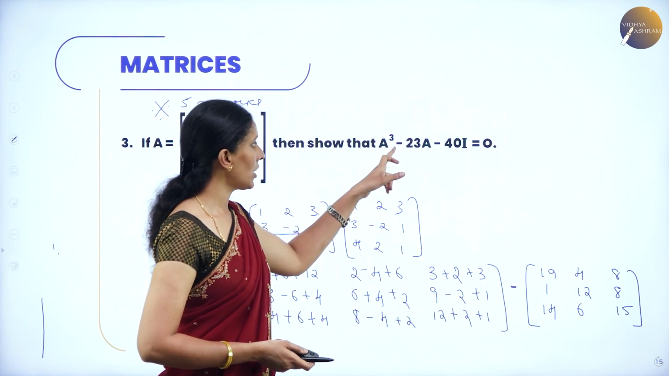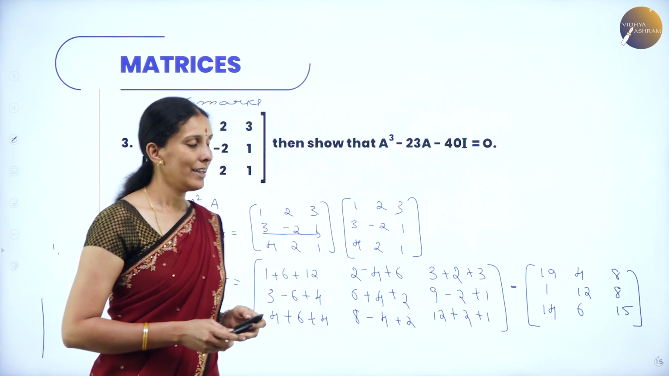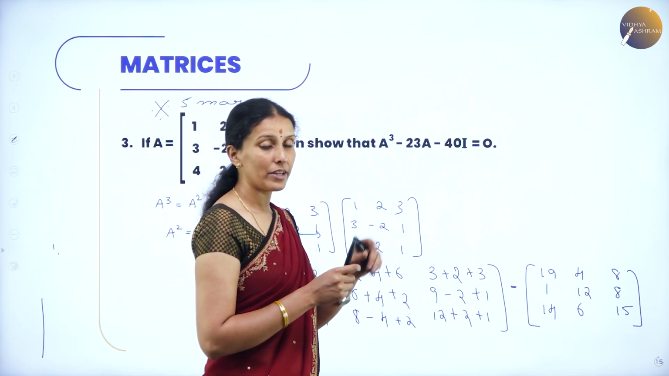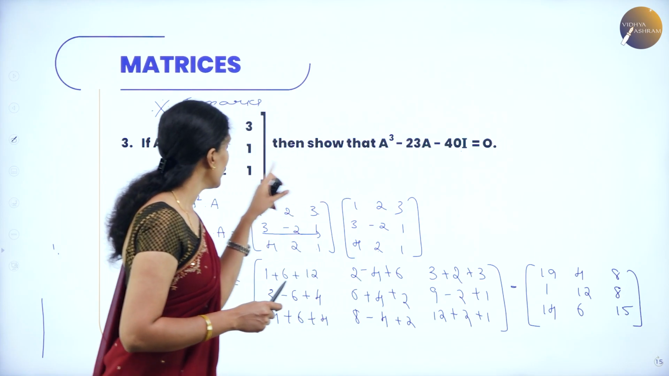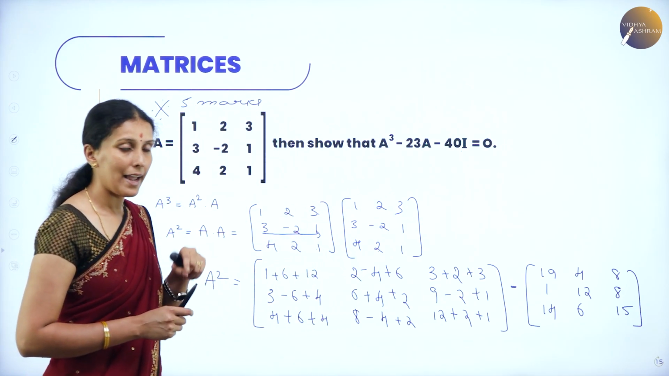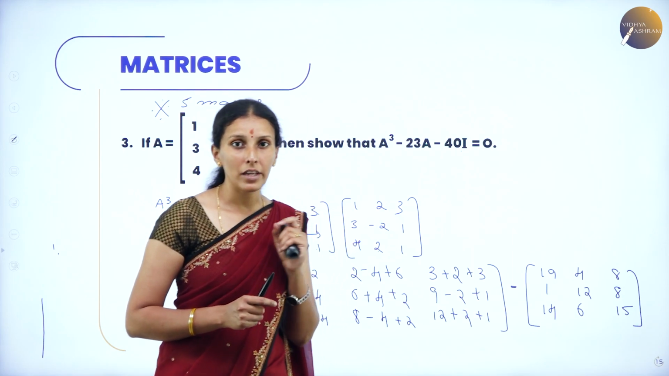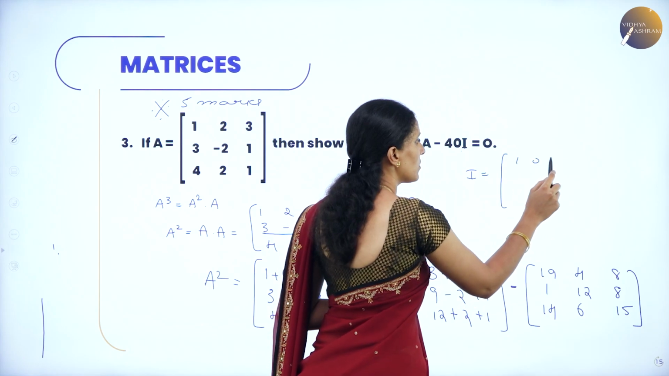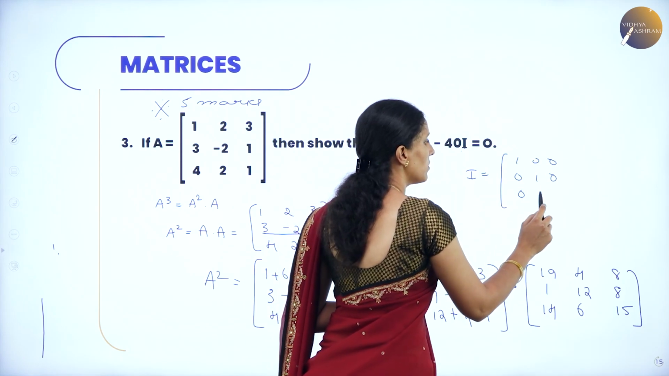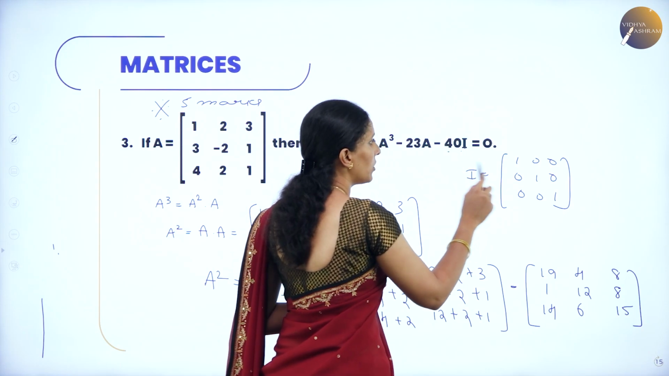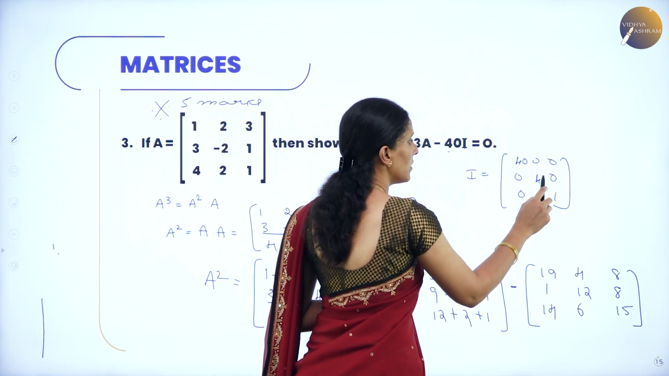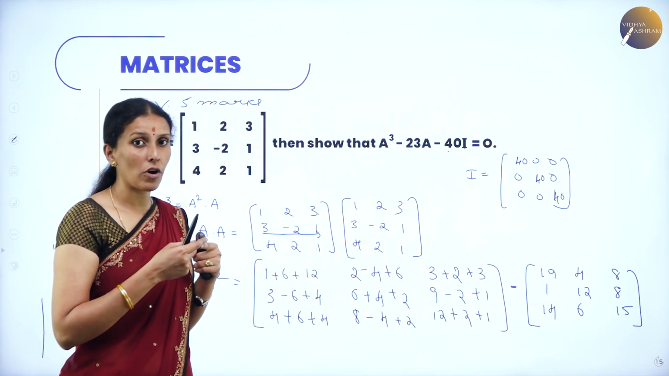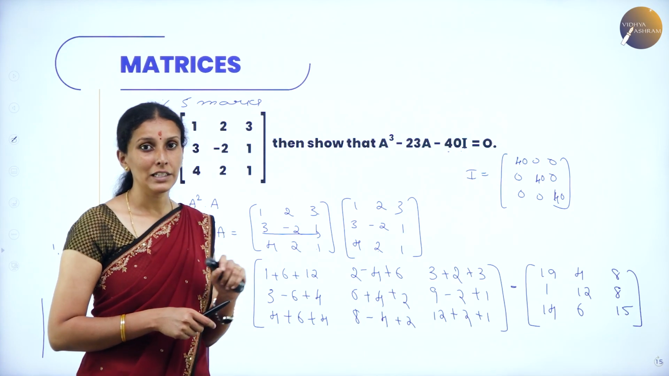So why I need to find out 23A? Because we need the equation A cube minus 23A minus 40I. So now what is I? So I is an identity matrix of the same order of A. So A is an order 3 cross 3 matrix. Hence we have to take I in the form of 3 cross 3 matrix. That is I here is 1 0 0 0 1 0 0 0 1. And when you multiply 40 to I, what happens? So 40 0 0 0 40 0 0 0 40. So this is what 40I means. So multiplying 40 with the identity matrix of order 3 cross 3.